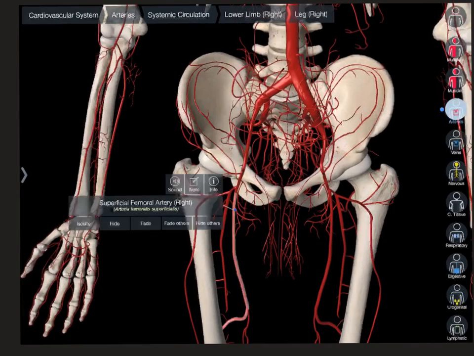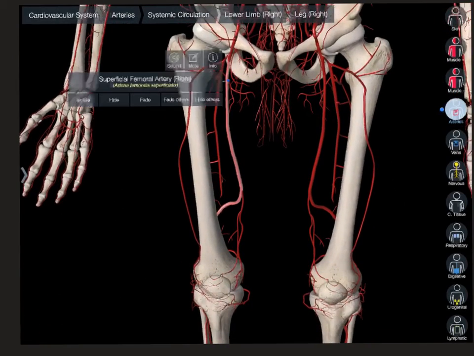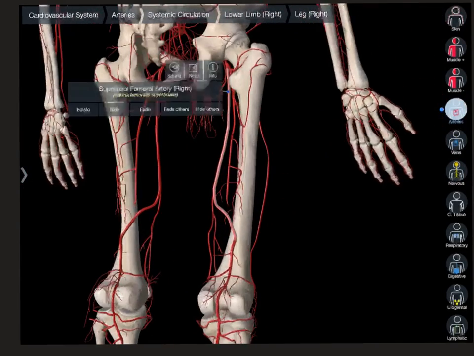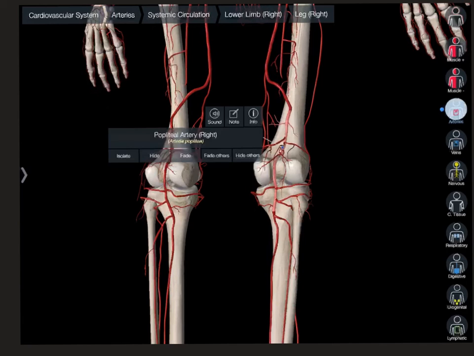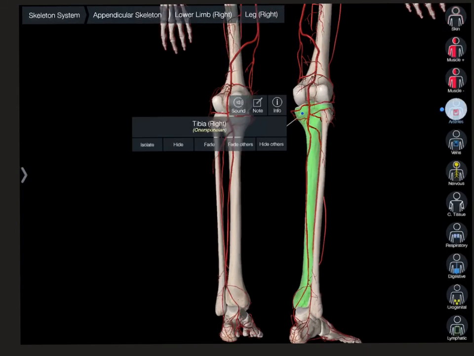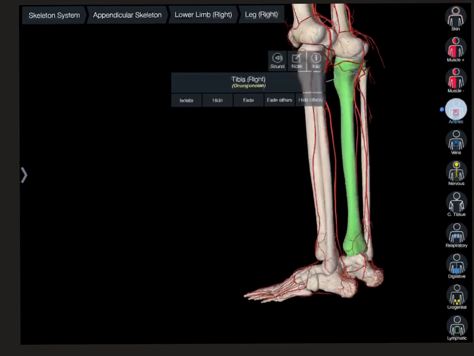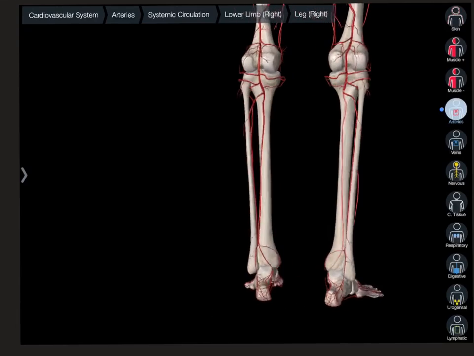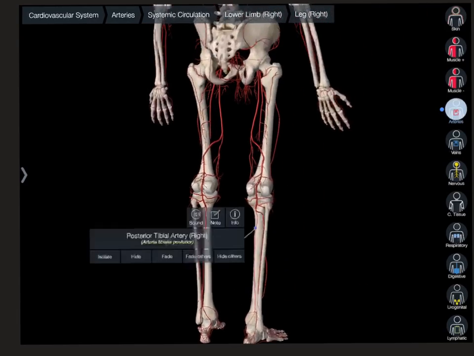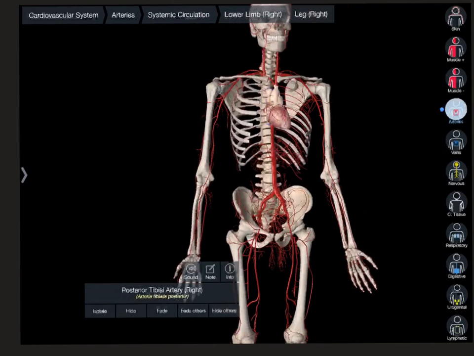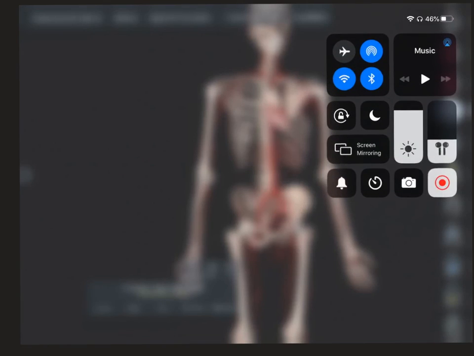It branches once it reaches your thigh to your femoral artery. And then I'm going to rotate him around. Once it reaches your knee, it's your popliteal. And then your tibial, which is always hard. I'm going to click on the bone every time. Your tibial. There we go, your tibial artery in your lower leg. Okay, so hopefully that helps you visualize all the different superficial arteries that we talked about.